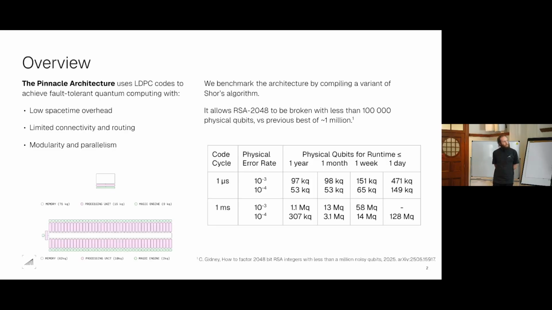I'll talk more about this as I get towards the end, but we also consider a range of different parameters that might be relevant to different hardware platforms, in particular different code cycle times. The code cycle time is the time required for one round of error correction, or one round of syndrome extraction. This varies a lot from hardware platform to hardware platform. Hardware platforms like superconducting qubits, which Gidney at Google is interested in, are expected to have fast code cycle times on the order of a microsecond, whereas other hardware platforms like trapped ions or neutral atoms are expected to have a code cycle time more like a millisecond. So we considered this range of parameters, and we think that's important as well to show how this architecture is relevant to a range of different hardware platforms.